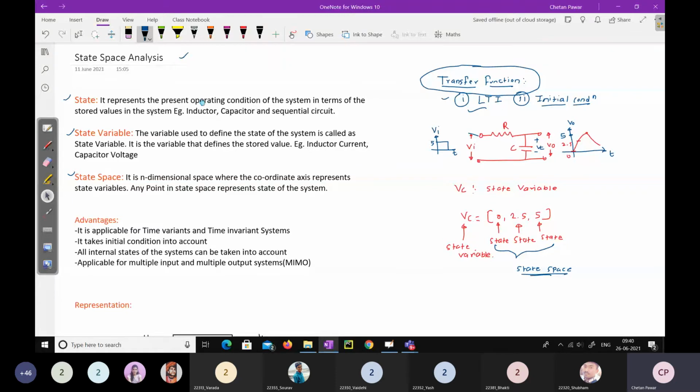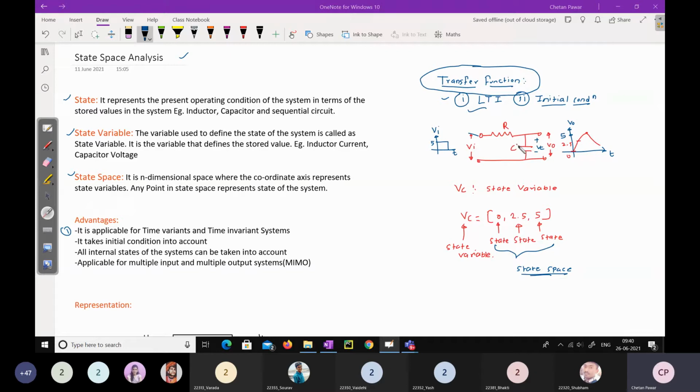So what is the first advantage of state space analysis? It is applicable for both time variant and time invariant systems. There is no condition that you can apply it only for time invariant systems. So this is the first advantage. What is the second? It takes initial conditions into account. What is meant by initial condition? That may be a capacitor voltage or an inductor current. All those initial conditions will be taken into consideration to analyze our system.